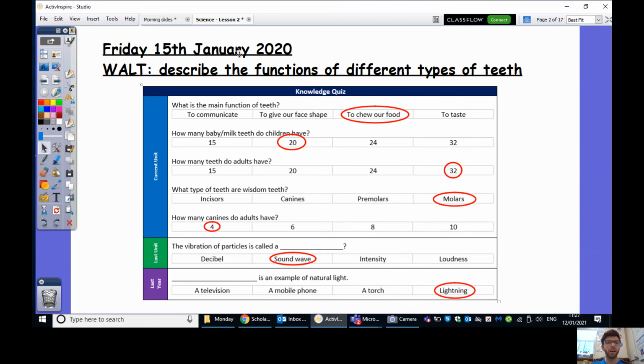So today our WALT, oh, and I can see that I've actually put the wrong date. I've done a year too early. I'm just very used to writing 2020, so apologies about that. That should of course be 2021. So our WALT today is to describe the functions of different types of teeth. We looked at the names last time, and now we're going to be looking at what each of those teeth actually do.